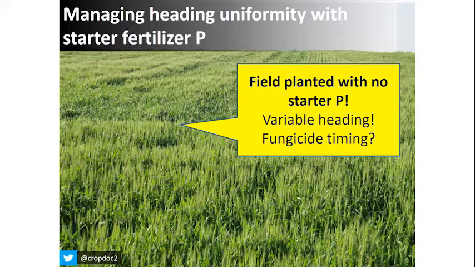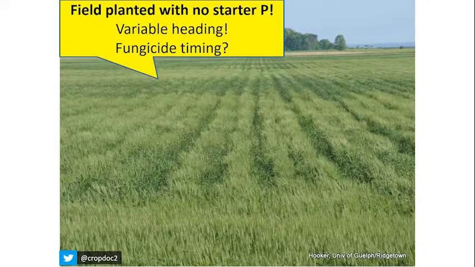So this is a field that's my neighbor's. My neighbor does not apply the starter P with his wheat, and of course he gets all this heading variability and height variability throughout the field. So it's very difficult to spray that. So the fungicide's doing its job. You had the right application technology and whatnot, and then the wheat crop looks something like that.